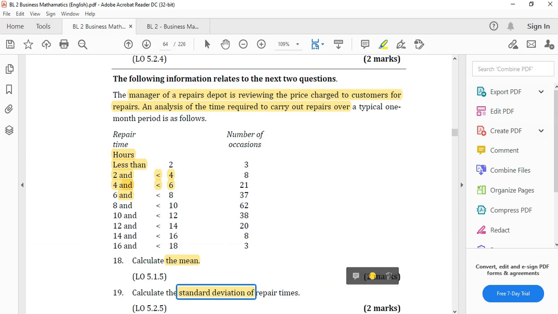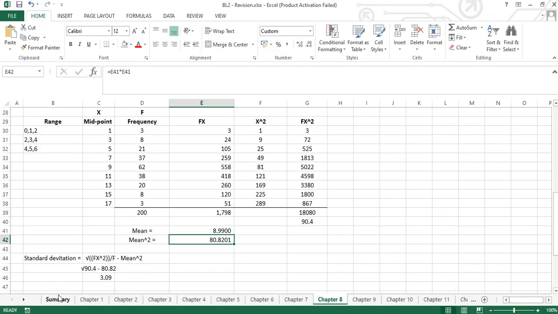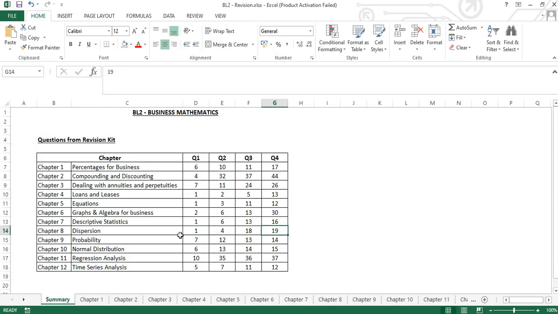Alright. So with that we finish a quick review of chapter 8 and let's move to chapter 9, probability.